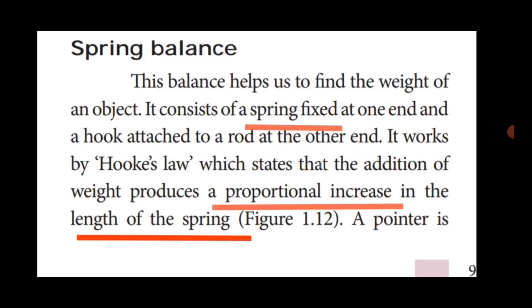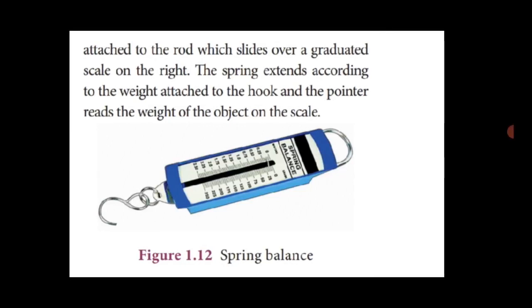Hooke's law states that the addition of weight produces a proportional increase in the length of the spring. The pointer is attached to the rod, which slides over a graduated scale on the right. The spring extends according to the weight attached to the hook, and the pointer reads the weight of the object on the scale.